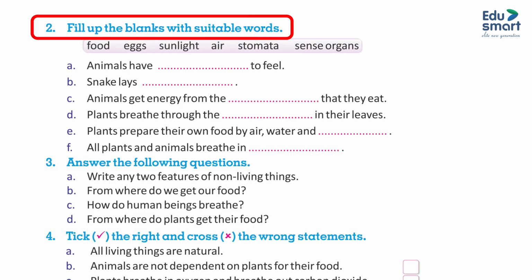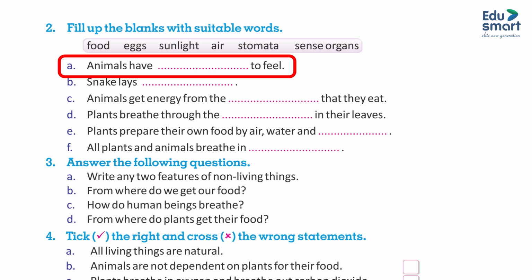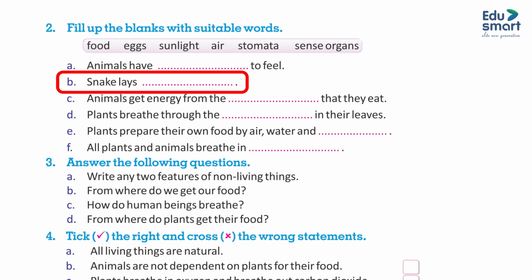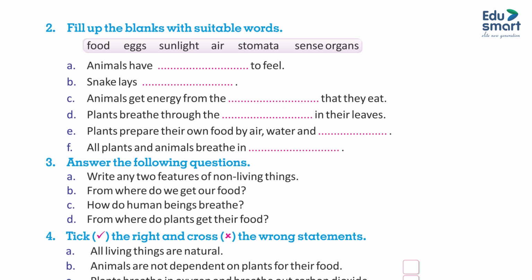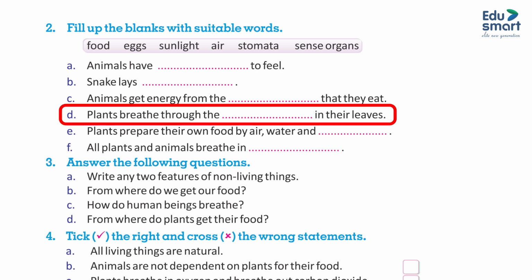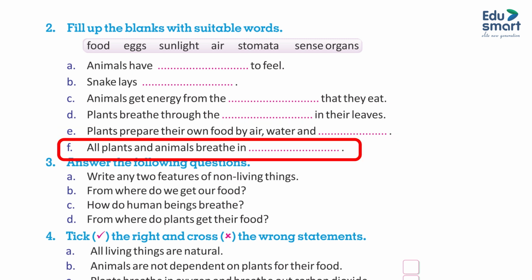2. Fill up the blanks with suitable words. A. Animals have dash to feel. B. Snake lays dash. C. Animals get energy from the dash that they eat. D. Plants breathe through the dash in their leaves. E. Plants prepare their own food by air, water, and dash. F. All plants and animals breathe in dash.